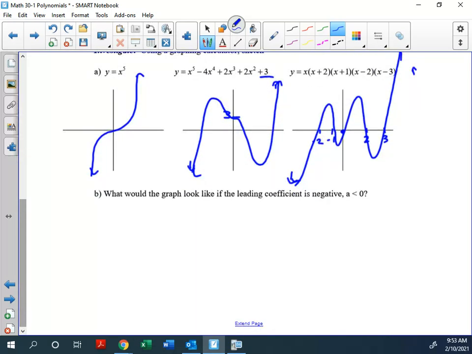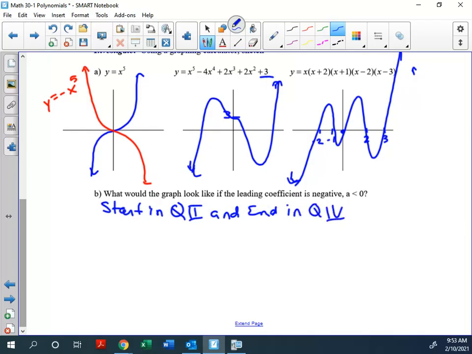If our leading coefficient was negative, we can think of that as a reflection across the x-axis. So we can tell that this would look like that if it was negative. But I could also say, if this acted like a positive sloped line, this will act like a negative sloped line. So what would the graph look like? It would start in quadrant 2 and end in quadrant 4.